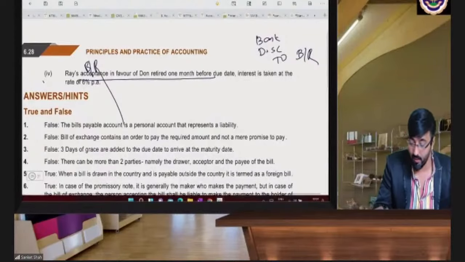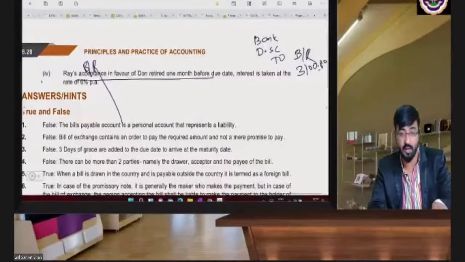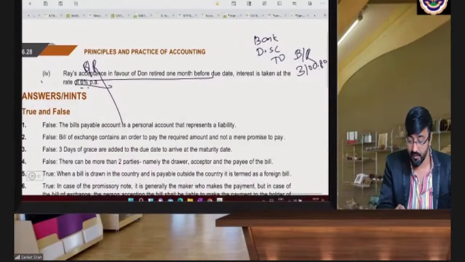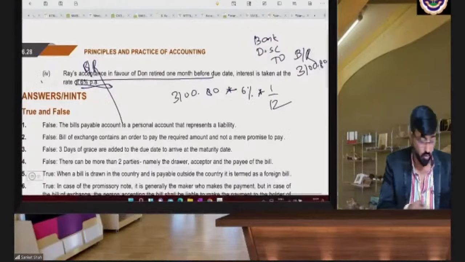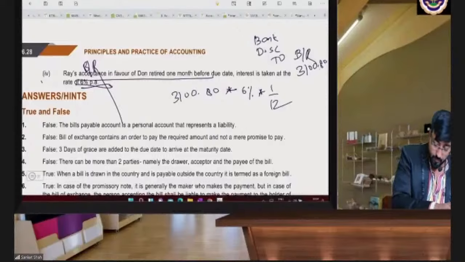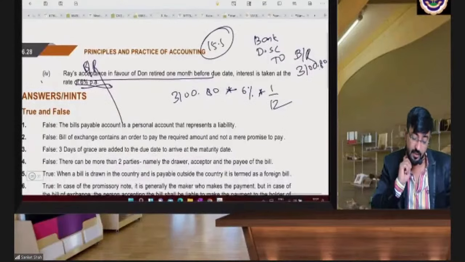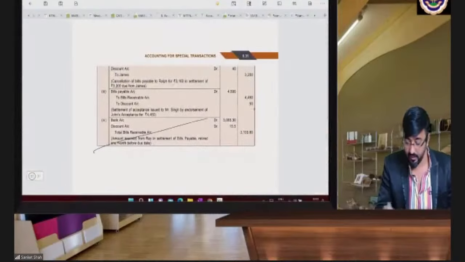And you remember that amount, 3100.80. We are going to cancel it now with one month interest. So 3100.80 into 6% into 1 by 12. What is the discount amount? 6% divided by 12 gives 15.504, so 15.50. This is the last entry of the day. You can check all answers. Yes, 15.5.